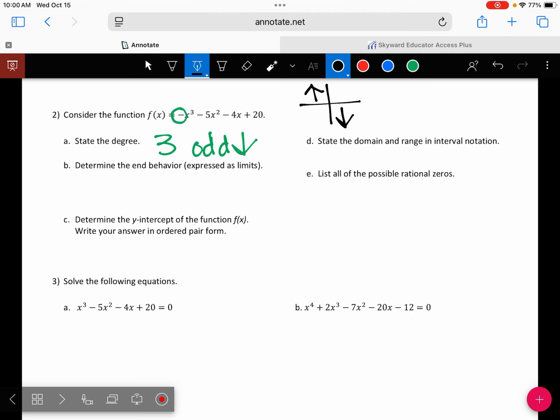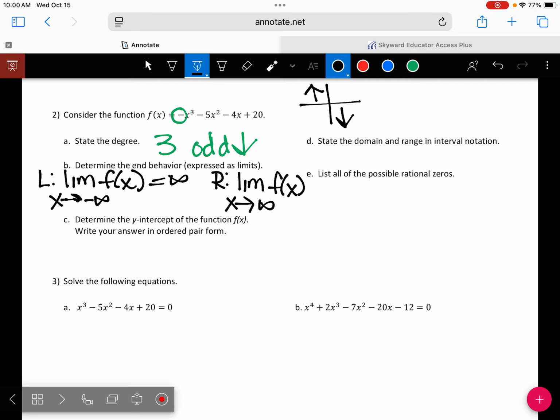So in end behavior, on the left, the limit as x approaches negative infinity of f of x is positive infinity because it's going up on the left. On the right, the limit as x approaches positive infinity of f of x is negative infinity. So that would be my answer to B.